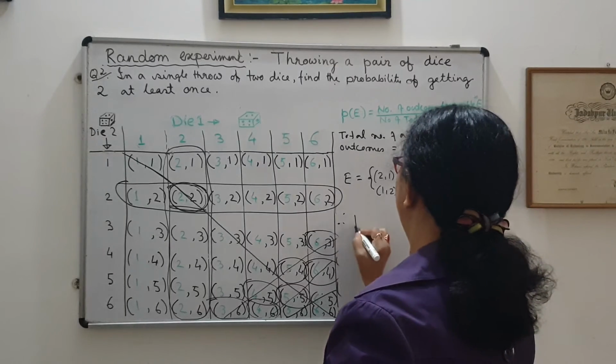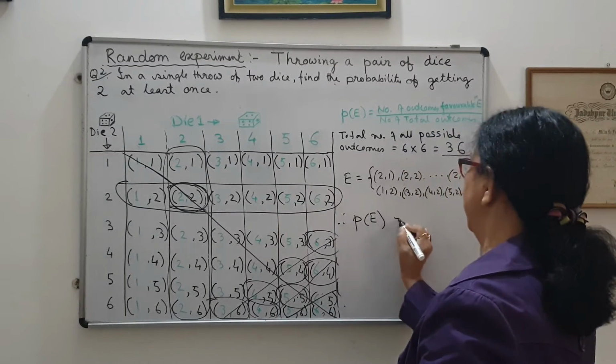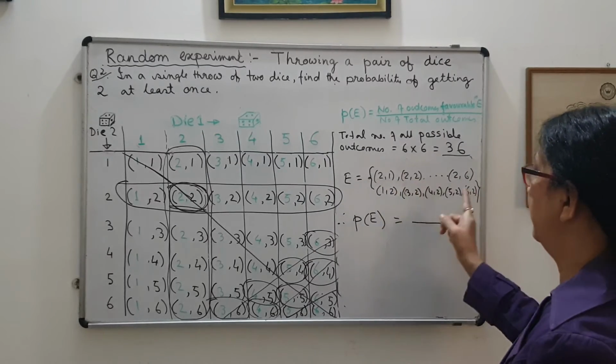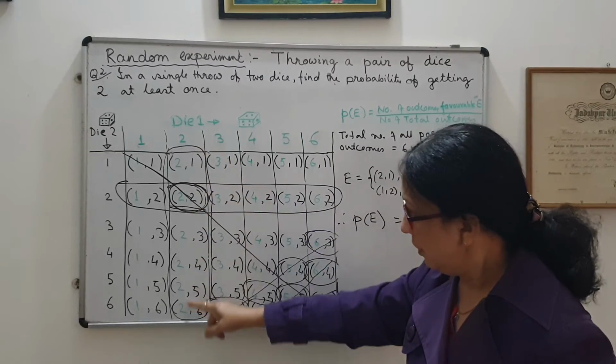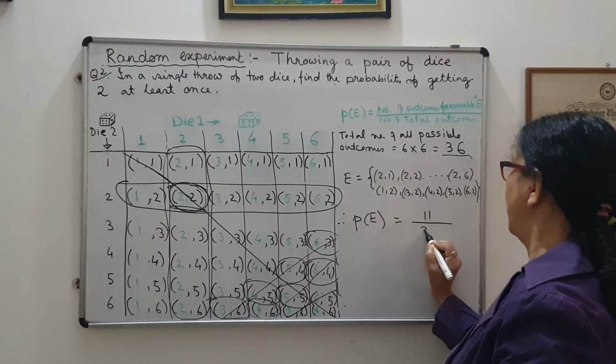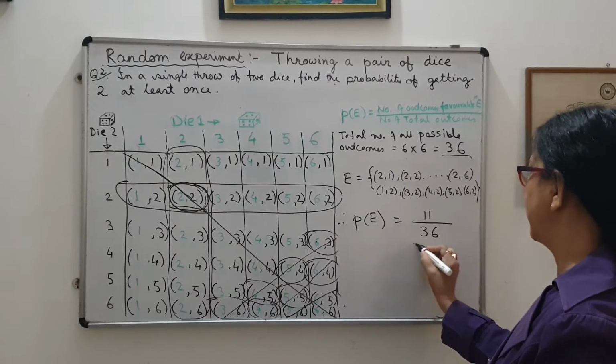So the probability of this event will be, number of outcomes favorable to this is 11, as I have told you: 5 here and 6 in this way. So 5 plus 6, 11, and the total number of outcomes is 36. So this is the answer.